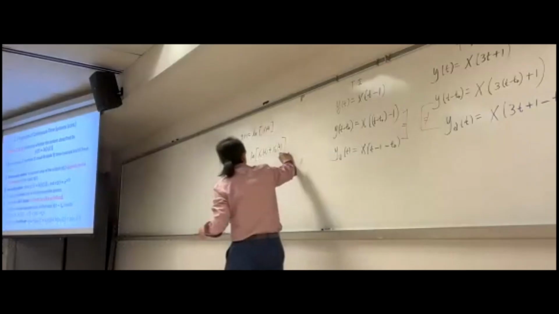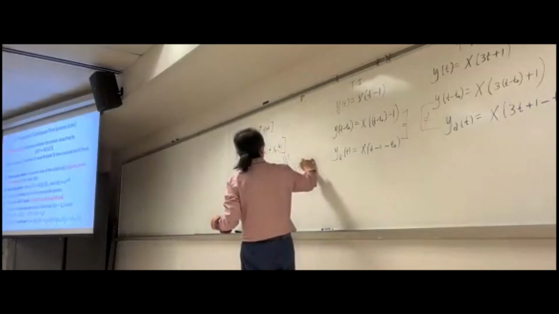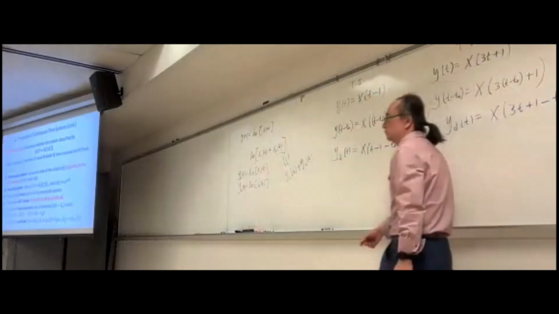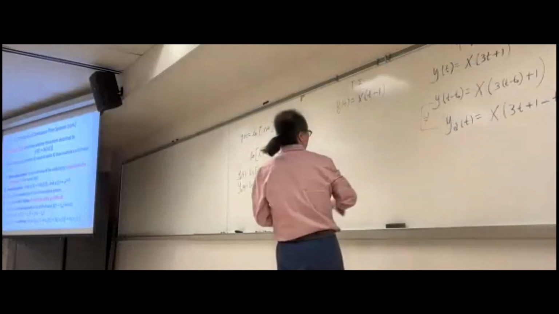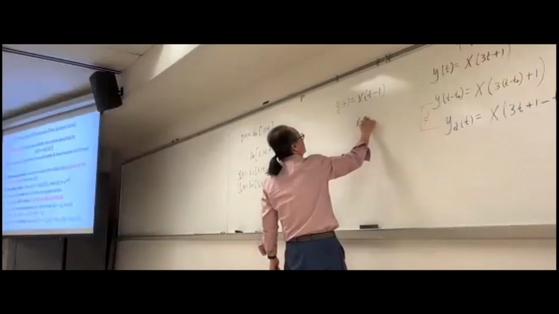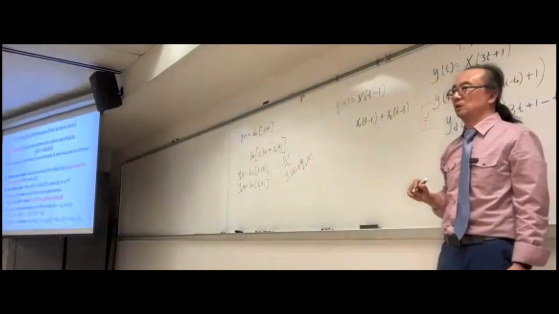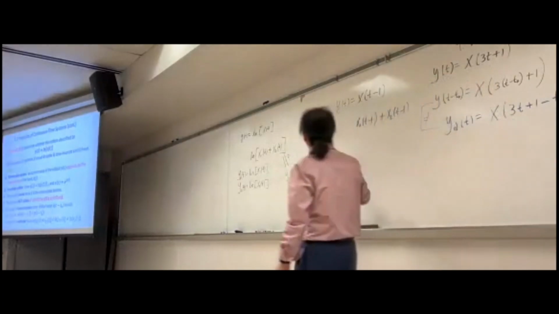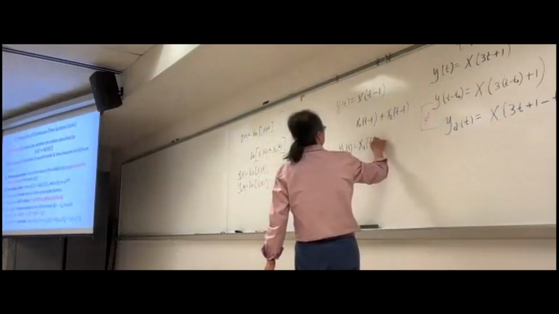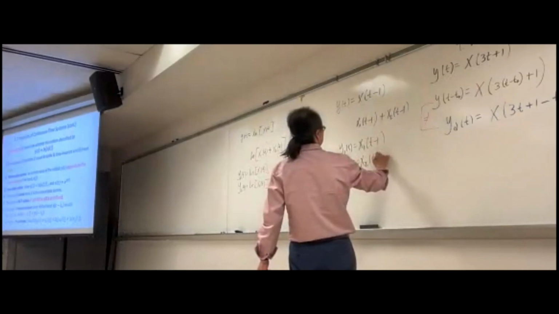Now you need to compare this, which equals y1 of t plus y2 of t. They are not the same, so it's not linear. Let's take a look at this example for the linearity. For the input, I would say x1 of t minus 1 plus x2 of t minus 1. That's the input terms. We add them up. And then we find y1 of t equals x1 of t minus 1, and y2 of t equals x2 of t minus 1.